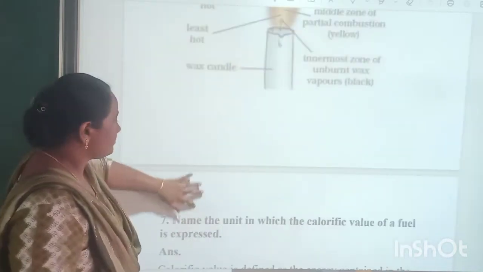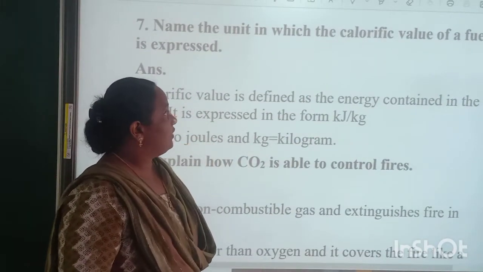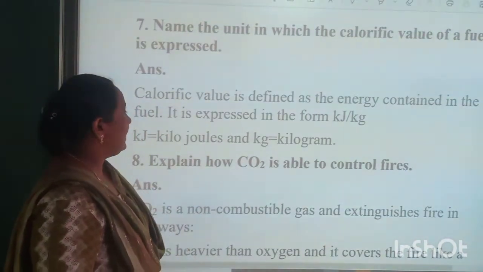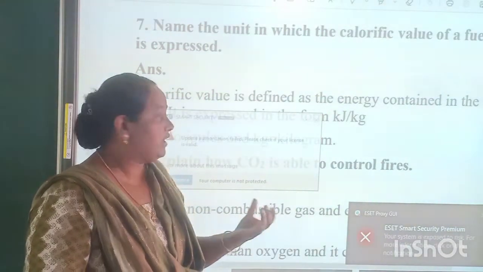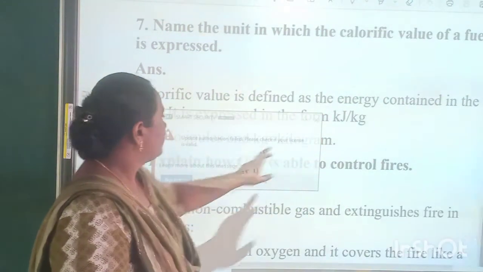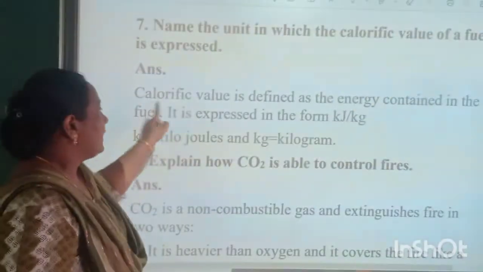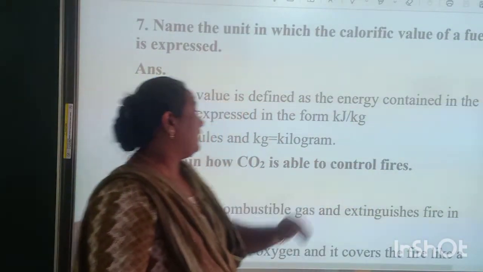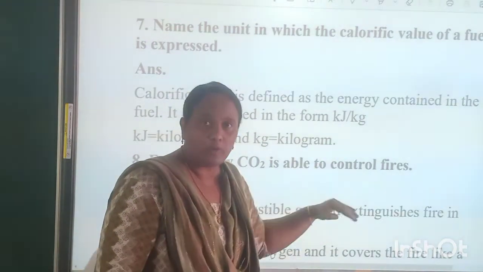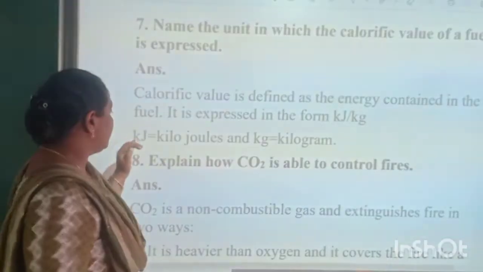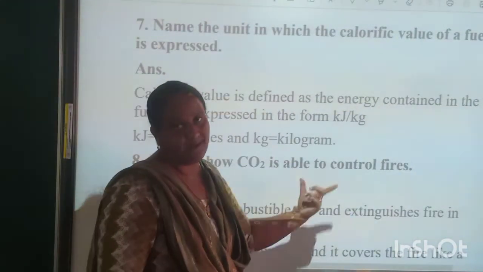Then the next one: name the unit in which the calorific value of a fuel is expressed. We have seen many times that we express the calorific value in the unit kilojoule per kilogram, isn't it? Calorific value is defined as the energy contained in the fuel. It is expressed in the form kilojoule per kilogram. Kilojoule, kJ is kilojoules and kg is kilogram.